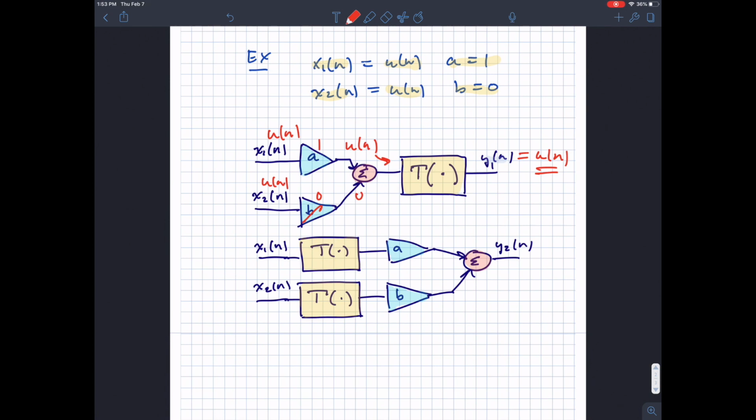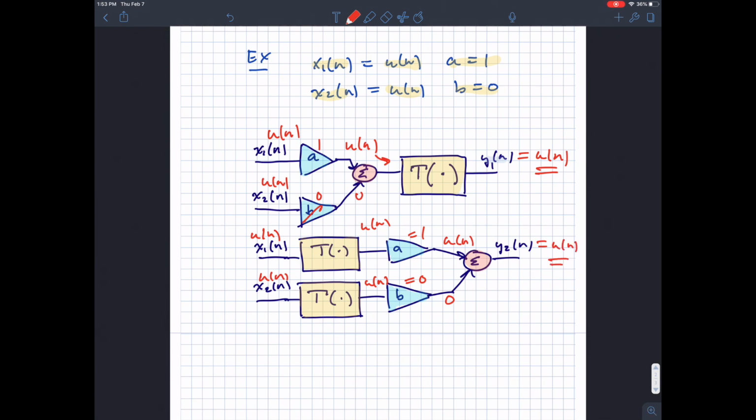Okay, so let's apply that to the second block diagram. All right, so again, if x1 is a unit step, we square that, square a unit step, you get a unit step. A is equal to 1, so I get a unit step here, and on the lower half, unit step, square this, out comes a unit step. B is equal to 0, so 0 times anything is 0, and our answer is a unit step.